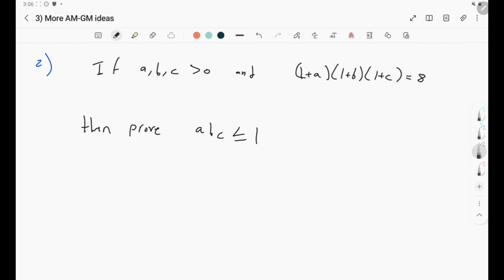All right, how can we do that? Well, we simply have a condition and an immediate, direct inequality. So try to think about this question, because you should be able to solve it easily. Okay, so what's the idea here? Look, here we have an equality: (1 plus A) times (1 plus B) times (1 plus C) is equal to 8. And we need to show that ABC is less than something.